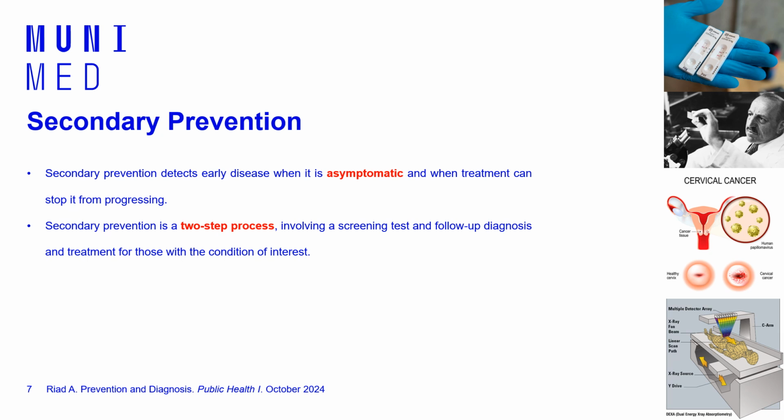The other step of secondary prevention, after you establish the diagnosis and you make sure that this disease is present, is to give the treatment. So secondary prevention is simply a two-step process that involves screening test and follow-up diagnosis. This is the first step, and the second step is early treatment for those with the condition of interest.